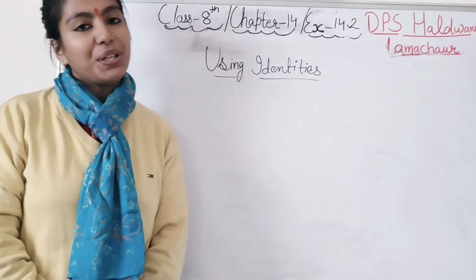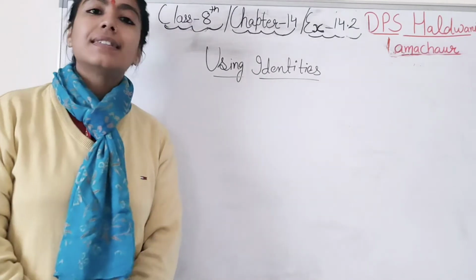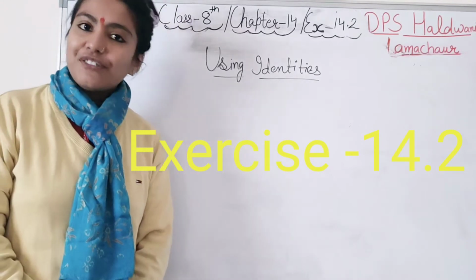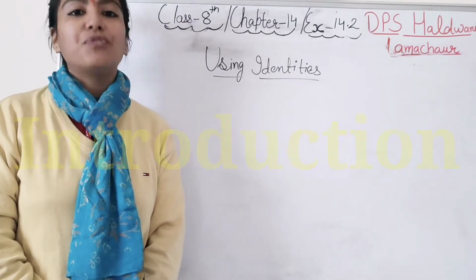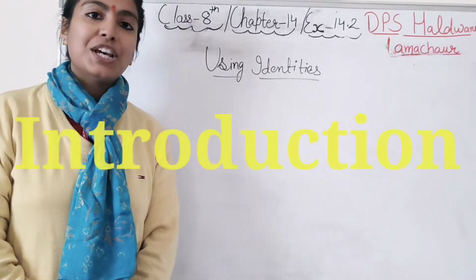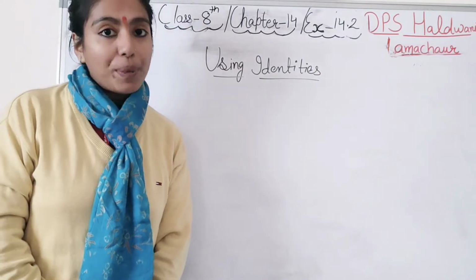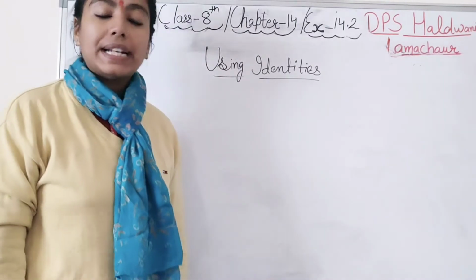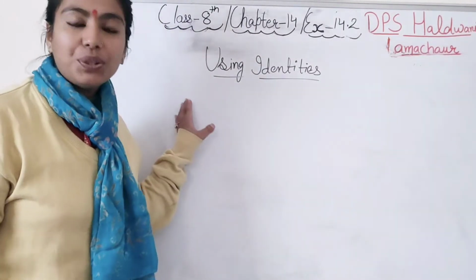Students, we are going to start our next exercise, exercise 14.2 of chapter 14. So let's start first of all with the introduction, what type of questions we have in this exercise. Students, we have two topics in this exercise. The very first topic is using identities.